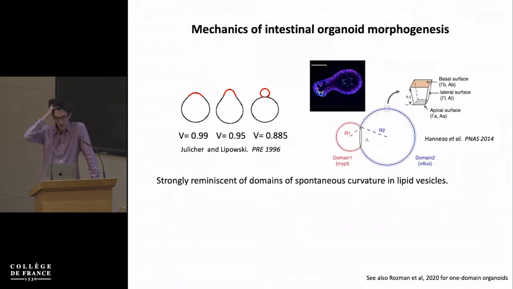And so what was interesting to us is we thought, okay, this is something happening at a completely different scale. This is like multicellular instead of just lipids. But are there some similarities between these two processes?